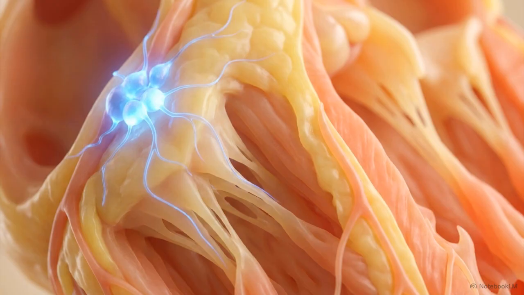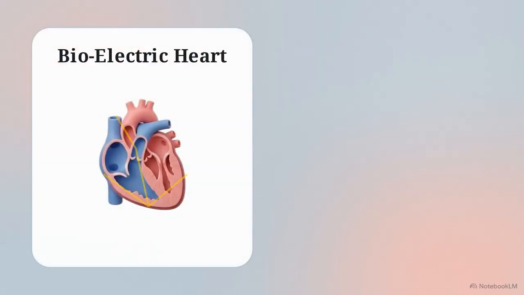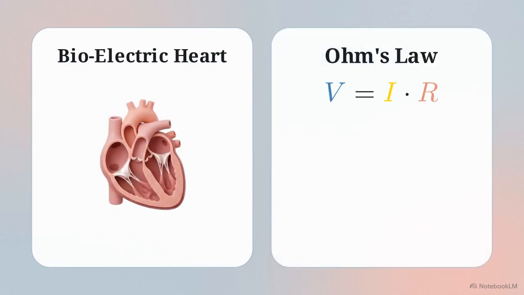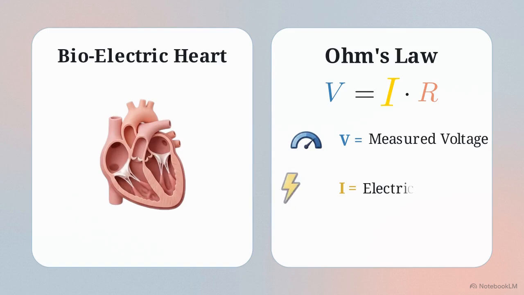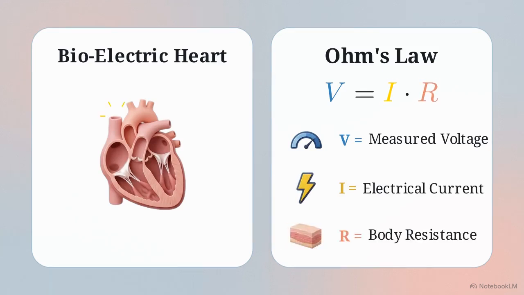Every heartbeat begins with a biological trigger. The mechanical contraction and relaxation of cardiac muscle is driven entirely by preceding electrical impulses generated within the heart itself. These impulses are quantified using Ohm's law, V equals I times R. In this biological context, V is the measured voltage, I is the electrical current generated by the heart muscles, and R is the electrical resistance provided by human body tissues.